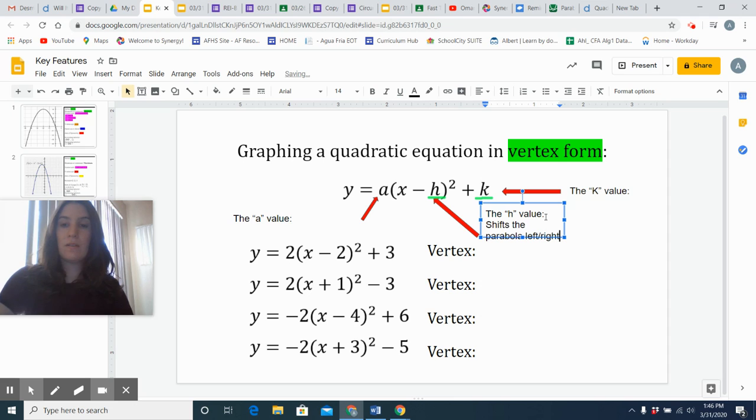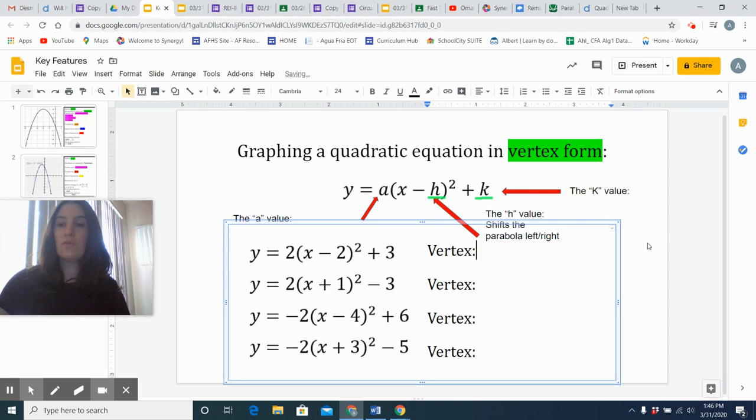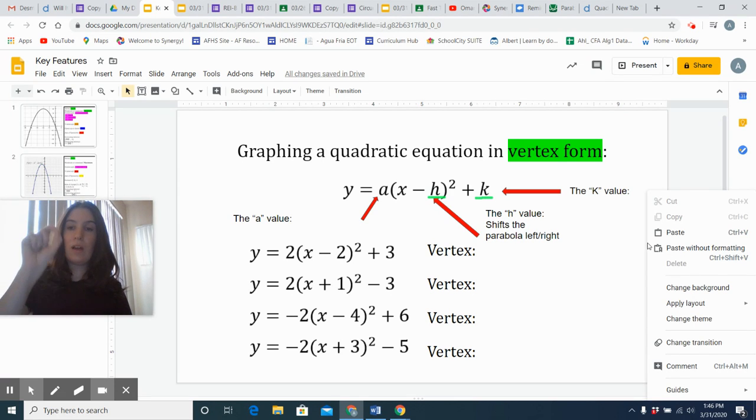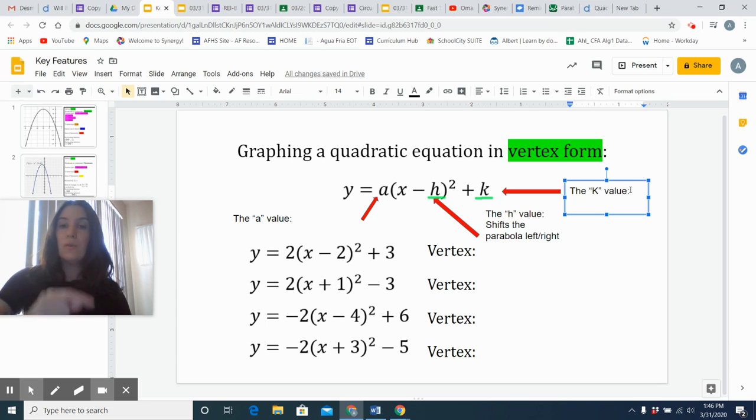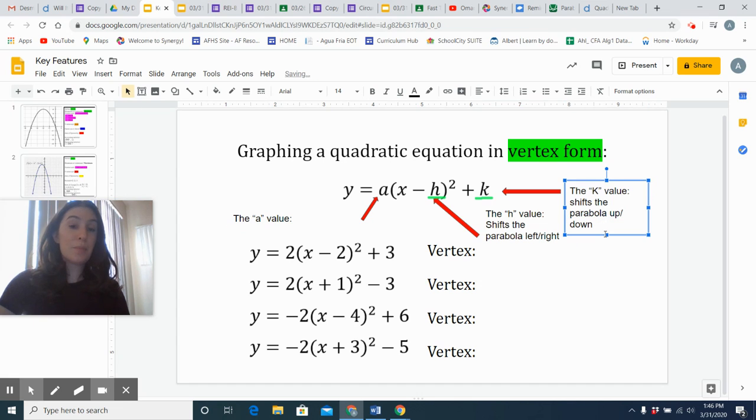left or right. Okay, so I'm going to put that here. I want you to copy that in your notes as well. So the h value shifts the parabola left or right. Okay. And now the k value tells us how high or how low the parabola is going to be shifted. So the k value shifts the parabola up or down. You can probably guess if it's +3, that means it goes up 3. If it's -3, that means it goes down 3.